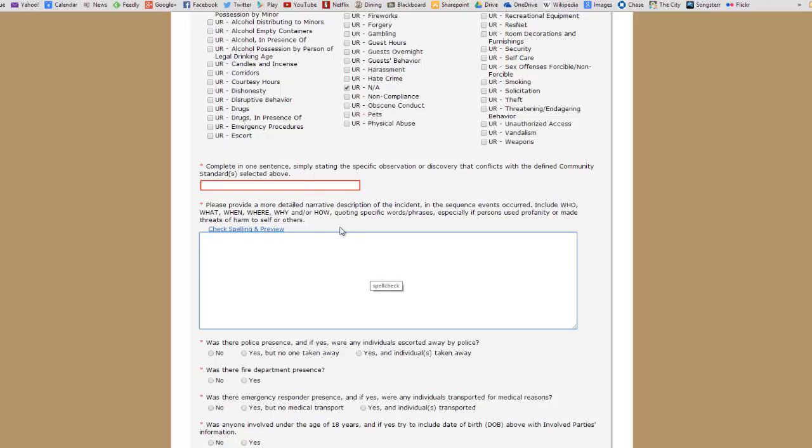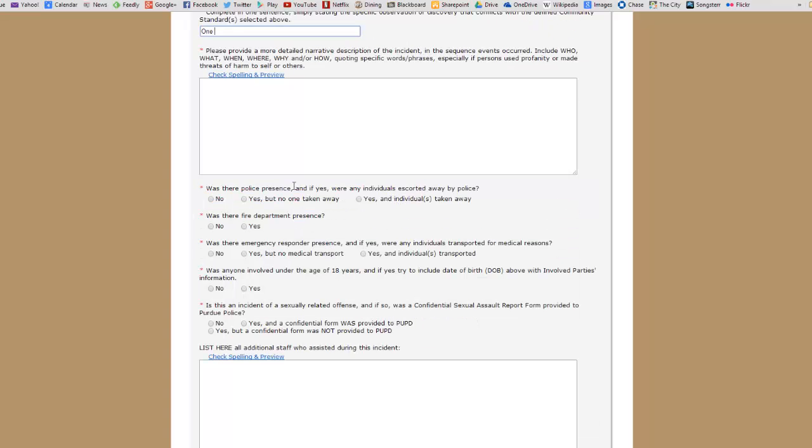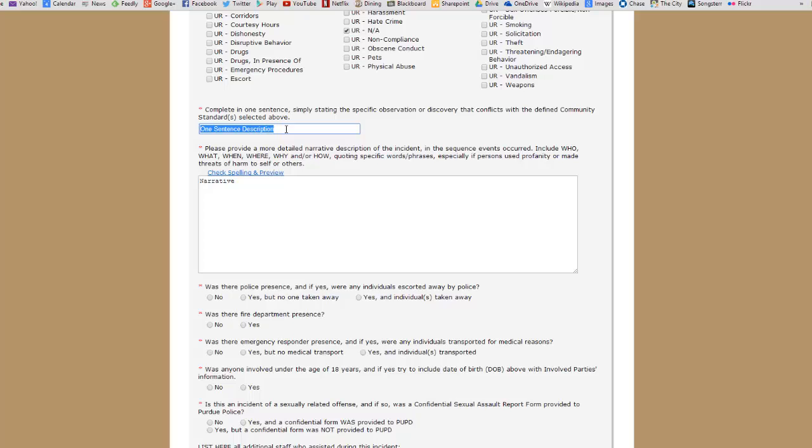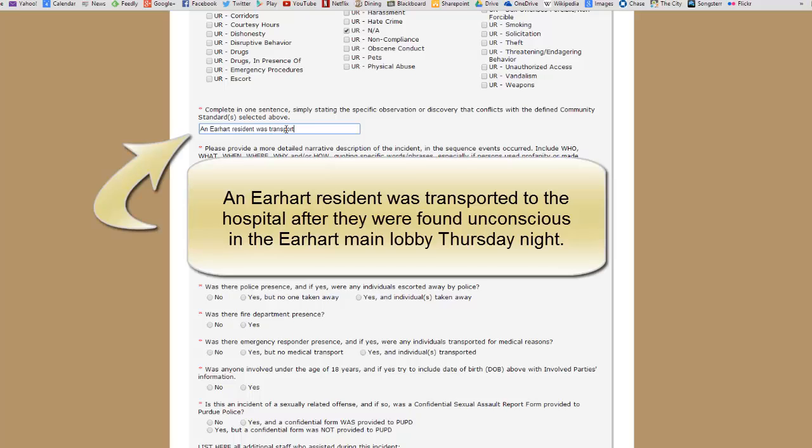Now you will describe the incident you witnessed in 2 sections. First, you will give a brief overview statement that includes the most relevant and general information about the event to make it recognizable. Here are some examples for the 1-sentence description. An Earhart resident was transported to the hospital after they were found unconscious in the Earhart main lobby Thursday night.